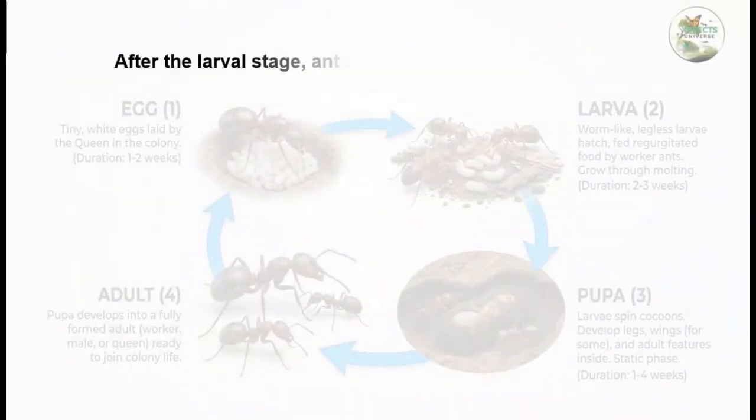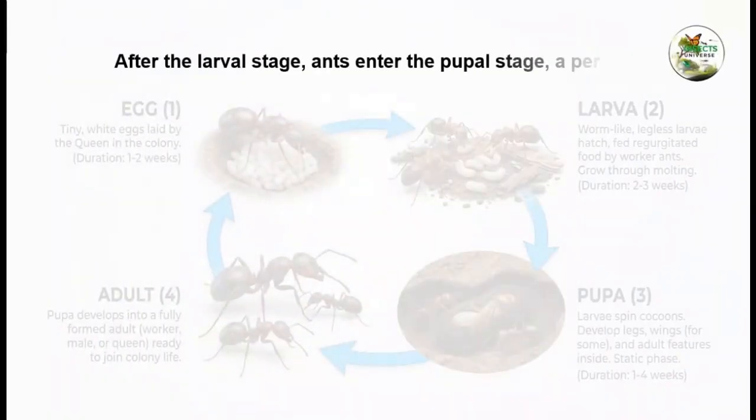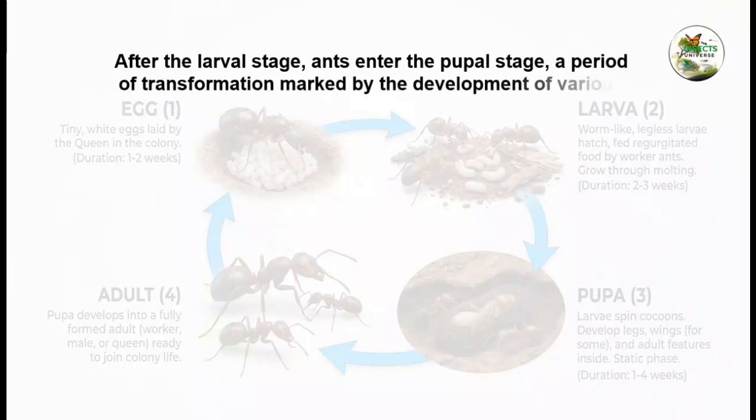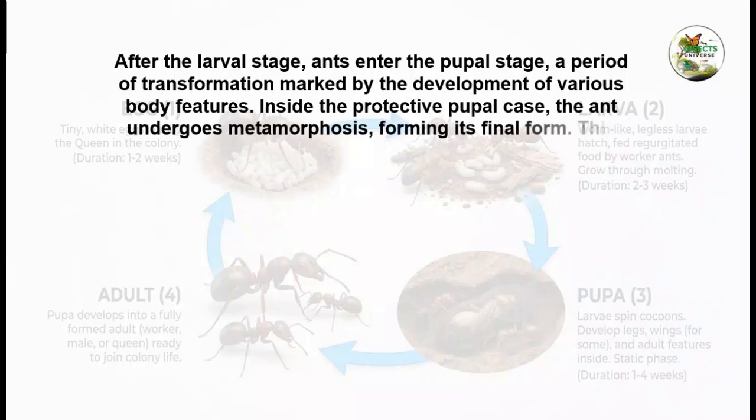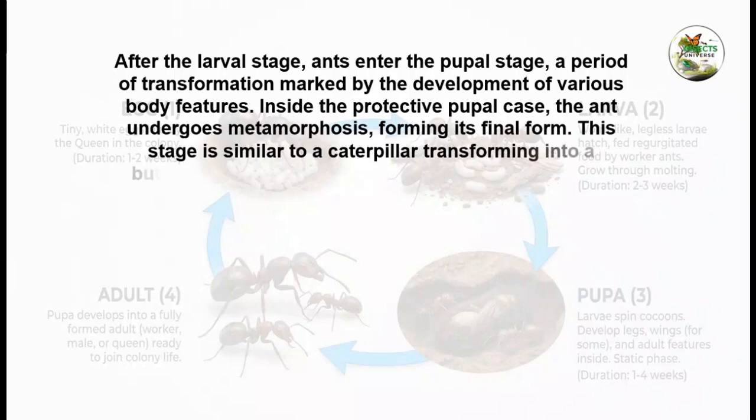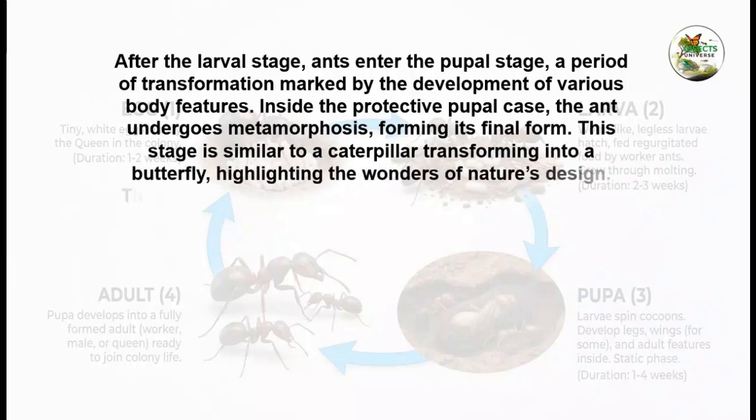After the larval stage, ants enter the pupal stage, a period of transformation marked by the development of various body features. Inside the protective pupal case, the ant undergoes metamorphosis, forming its final form. This stage is similar to a caterpillar transforming into a butterfly, highlighting the wonders of nature's design.